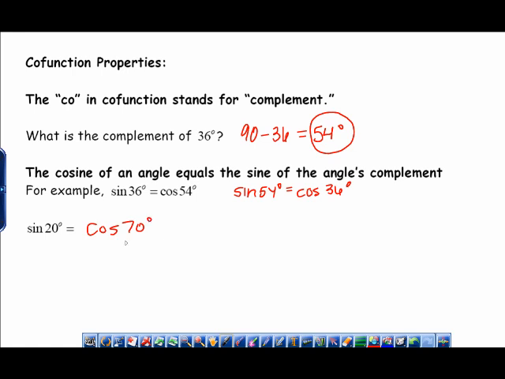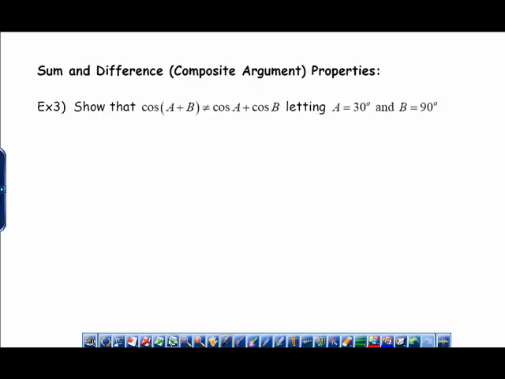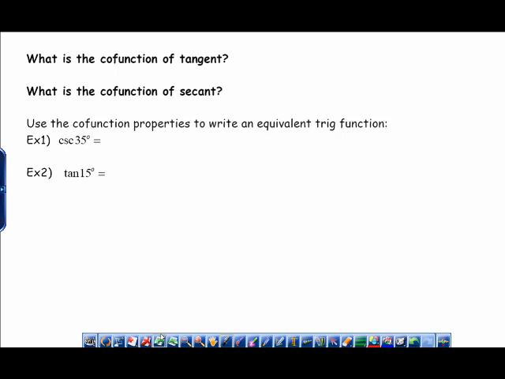All right, and there's different reasons why we need to know this. It's always good to be able to substitute in different things, and know how to do that pretty easily. All right, let's practice the cofunction with the others. So what is the cofunction of tangent? We'll just stick a co in front of tangent, and you get cotangent. Okay, what's the cofunction of secant? Put a co in front of secant, and you get cosecant. All right, that's why they're named cosine, cotangent, and cosecant.